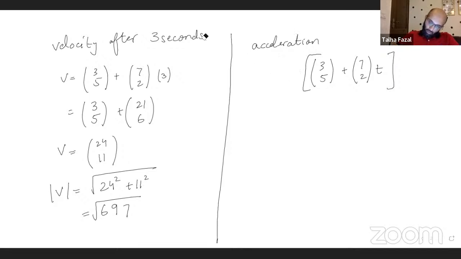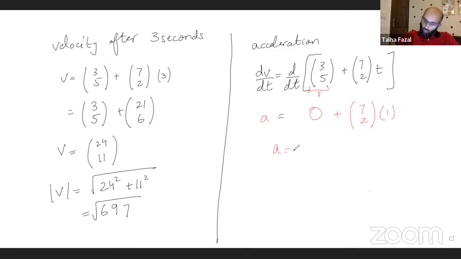So let me just try and rewrite this. I need to differentiate this with respect to time. So what do I end up with? Obviously, this portion initially written here does not have a t with it, right? So the differentiation of this will simply be 0. The differentiation of t is just going to be 1. So you'll end up with acceleration as 7, 2. The acceleration vector is going to be 7, 2.